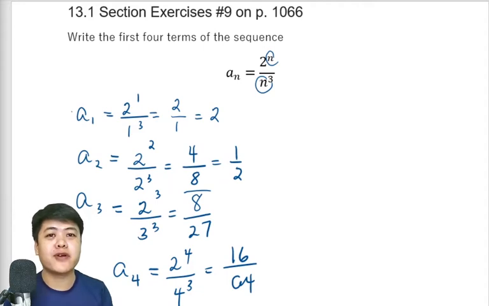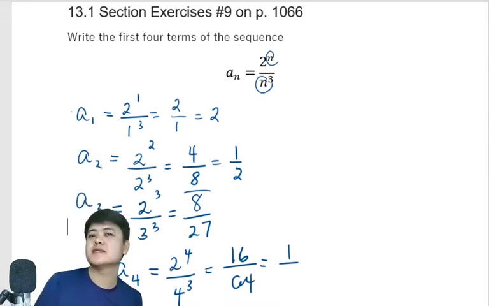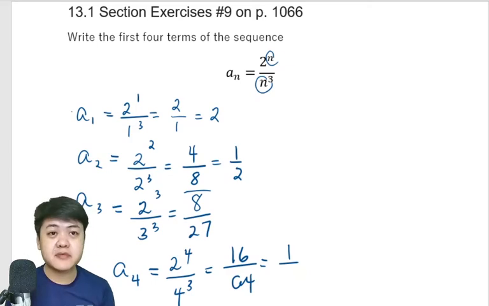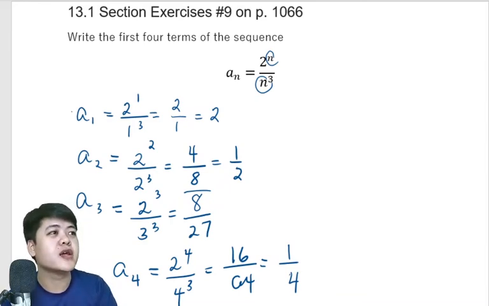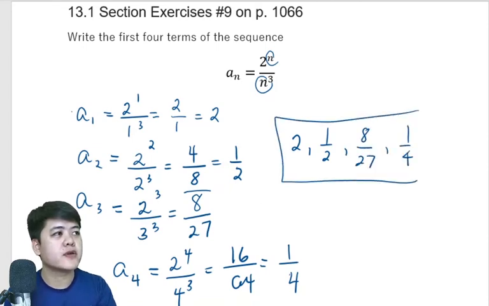And 16 over 64, may lowest term pa to. Divide sa 16. So this is 1 over 64 divided by 16. 64 divided by 16, 4 ba yun? 4. There are 4 16s. 1/4. So therefore, the first 4 terms of the sequence are 2, 1/2, 8 over 27, and 1/4. Okay.